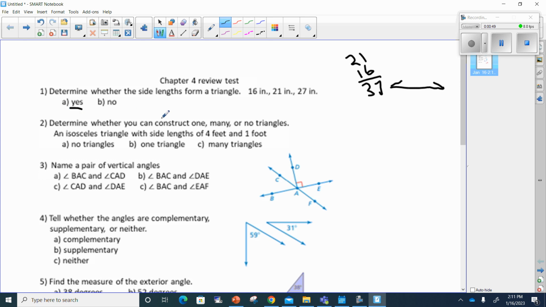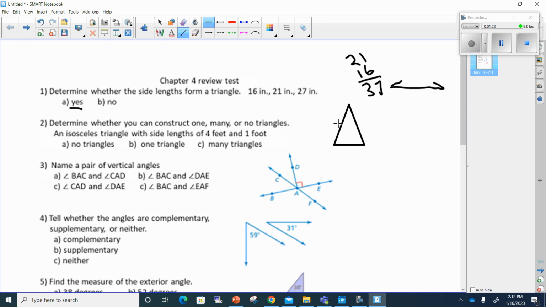Number 2 says determine whether you construct one, many, or no triangles. An isosceles triangle with side lengths of 4 feet and 1 feet. All right, an isosceles triangle has 2 equal sides, right? So I'm going to just put 2 here. And then that would leave one side here. And they said 4 feet and 1 feet. So we have an isosceles triangle with side lengths of 4 feet and 1 feet.